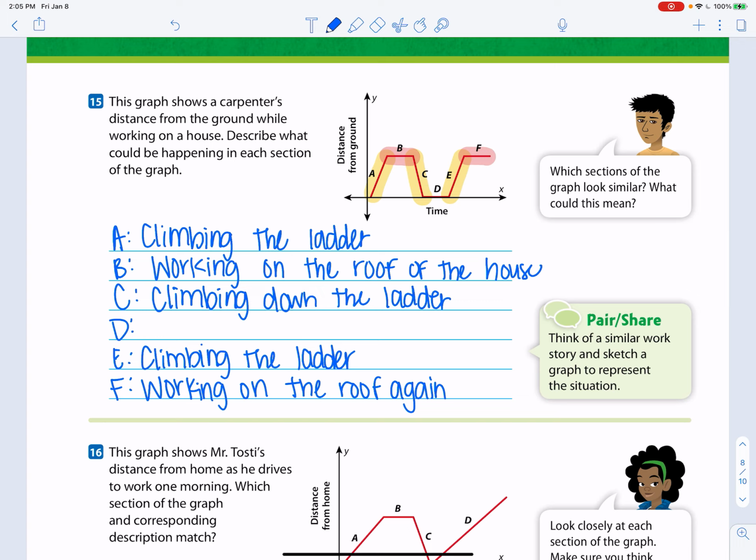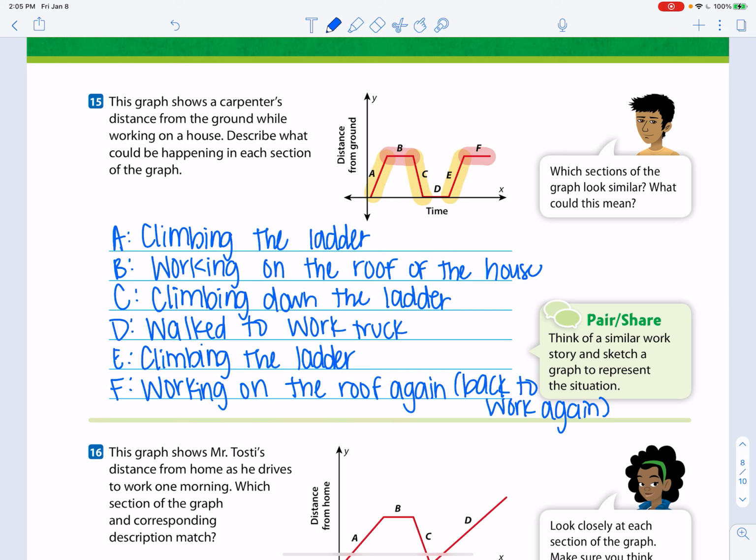So D, after he came down from C, he climbed down the ladder, and then he stayed on the ground for a little bit, and then climbed back up the ladder to get back to work again. So what's he doing in the meantime when he's on the ground for so long? We could just say maybe he went to his car to get a tool or something. I don't know. So maybe he walked to his work truck to grab a tool.